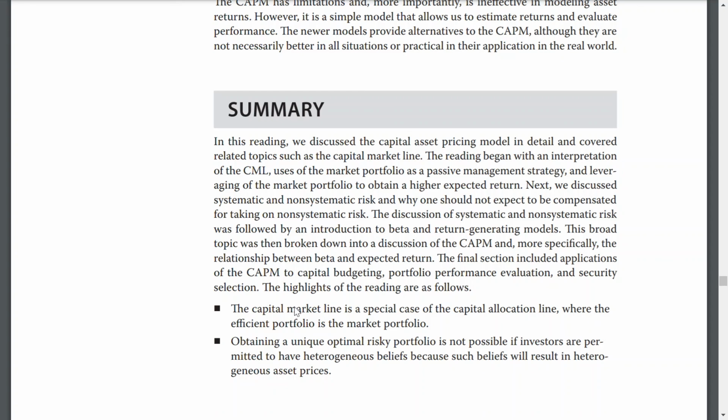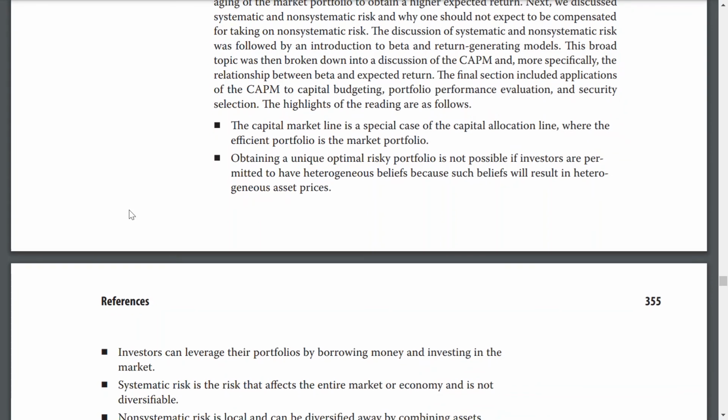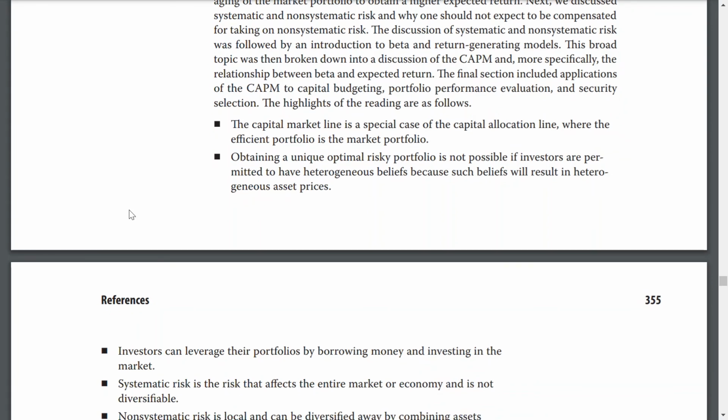This broad topic was then broken down into a discussion of the CAPM, and more specifically, the relationship between beta and expected returns. The final section included applications of the CAPM to capital budgeting, portfolio performance evaluation, and security selection. The highlights of this reading are as follows. The capital market line is a special case of the capital allocation line, where the efficient portfolio is the market portfolio.